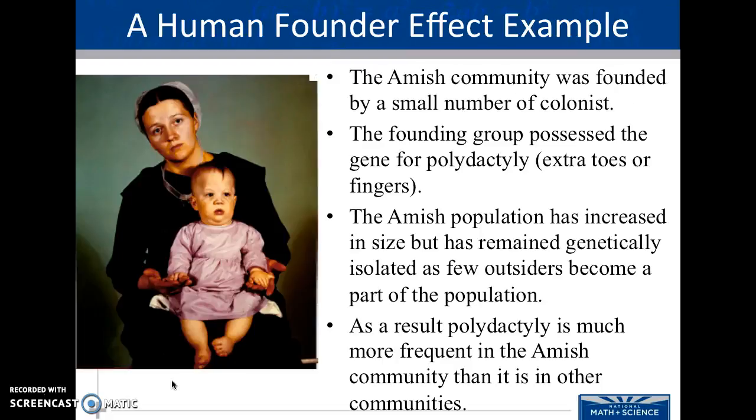An example of a human founder effect is an Amish community founded by some colonists. They contain genes for polydactyly, which is extra toes and fingers. The Amish population has increased in size, but has remained really genetically isolated. They don't reproduce with anyone outside of the population. Therefore, polydactyly is much more frequent in Amish communities because they started with a very non-diverse gene pool. They only bred with themselves, so there's no introduction of new variations. And so we see them passing on some pretty negative, not always harmful mutations, but some interesting mutations.